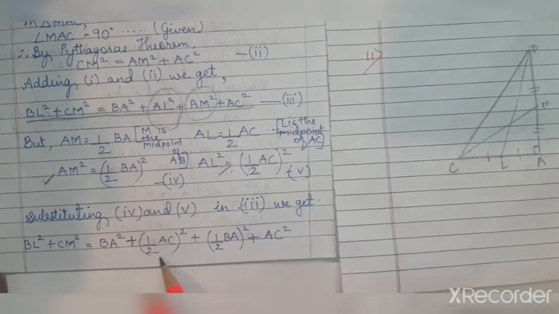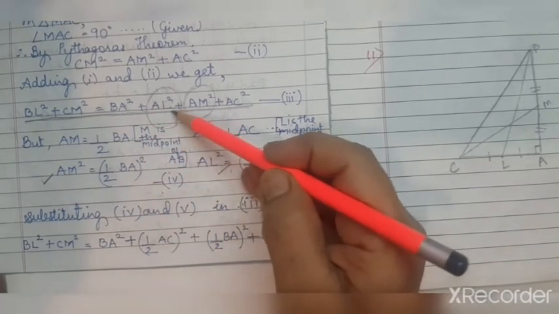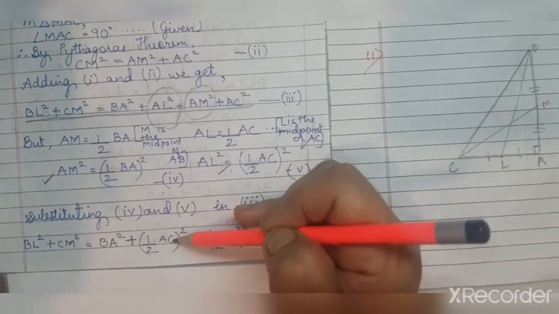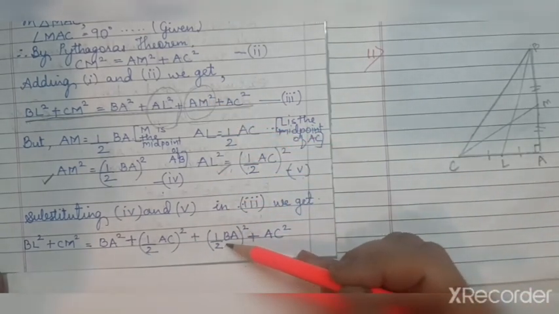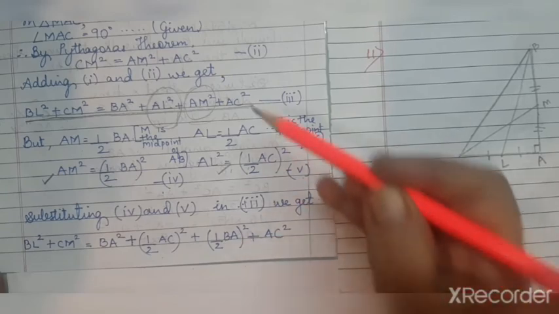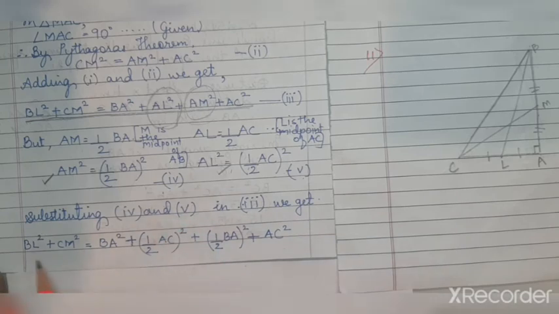And this we are replacing as half AC square. AL square we are replacing as half AC the whole square, plus AM square we are replacing as half BA the whole square, and AC square remains the same. Very important, you have to substitute carefully.